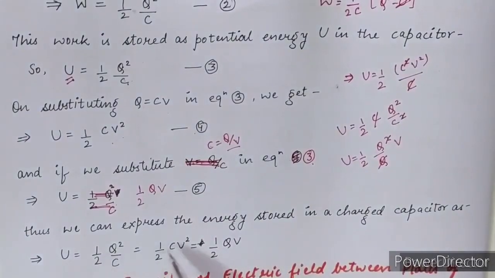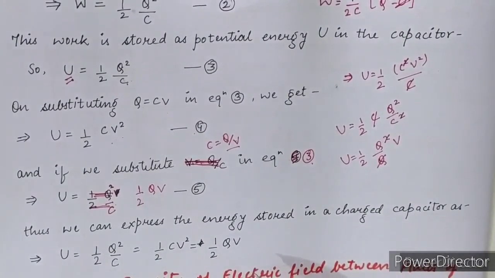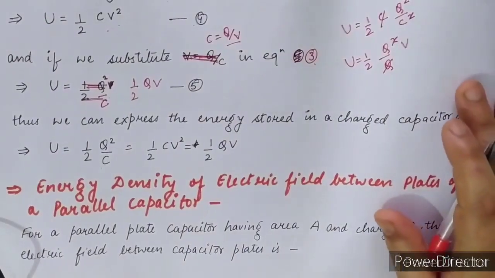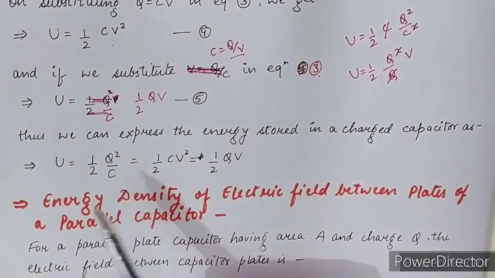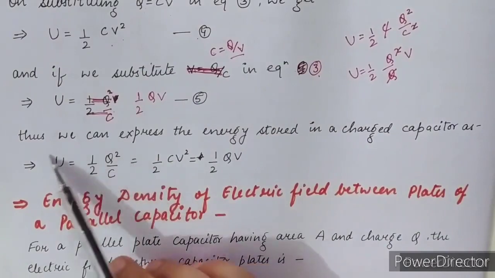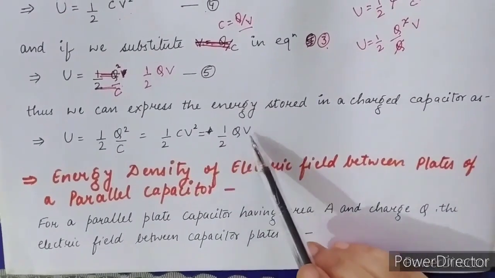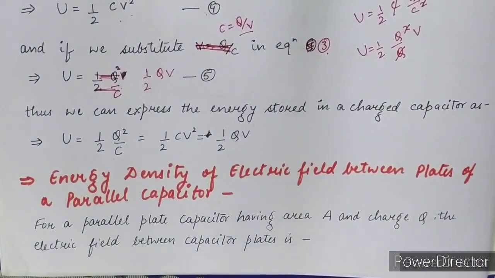We can express the energy stored in a charged capacitor in these three ways. It completely depends upon the numerical, which value has been given. If charge and capacitance are given and you have to calculate energy stored, use this formula. If capacitance and potential are given, use this formula, and if charge and potential are given, use this formula. Clear? Now this is about the energy stored in the capacitor.